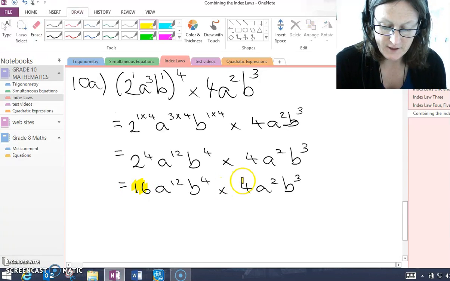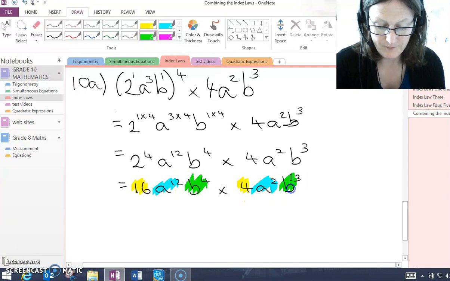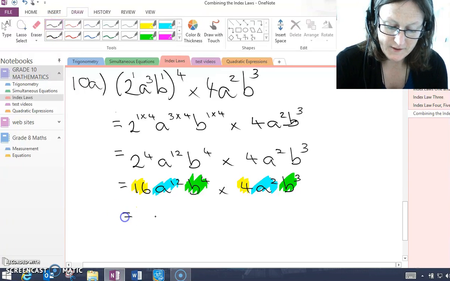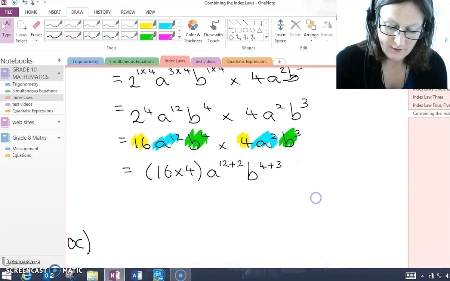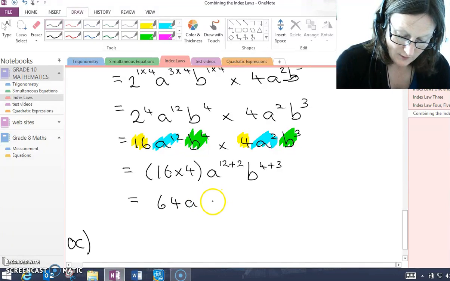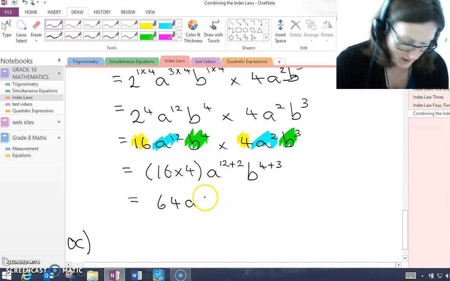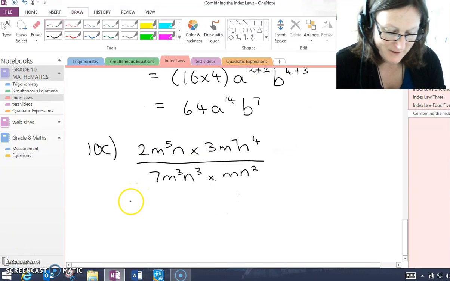Now, I've got 16, I've got 4. Here's my a's, here's my b's. So I say 16 times by 4, index law 1, I add the indices. So the last step is 16 times 4 is 64, a to the 14, b to the 7. Okay, the last example.